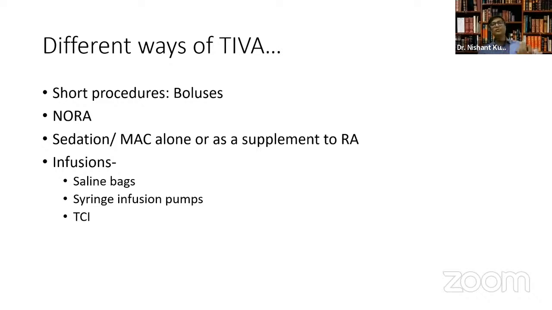So it can be used for anesthesia or sedation or monitored anesthesia care alone or as a supplement to regional anesthesia. Patient is anxious. How many times have you put propofol in a drip and infused it? So these are all kinds of total intravenous anesthesia only. As I said, infusions can be given by saline bags, the crudest of all methods. Then syringe infusion pumps, where we follow a set rate, and then we follow target controlled infusion, where we are targeting either the plasma concentration or the effect site concentration, which I'll come to later.